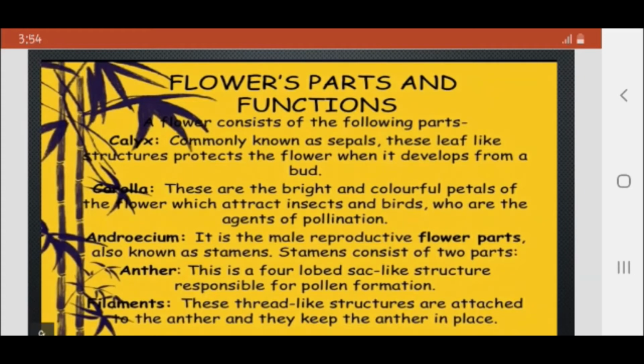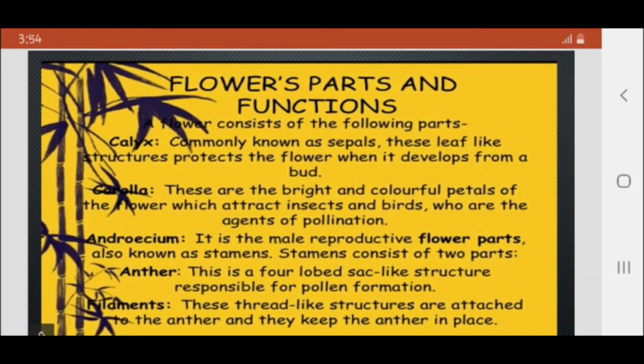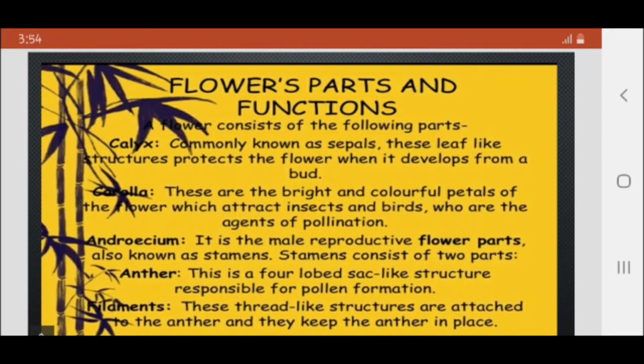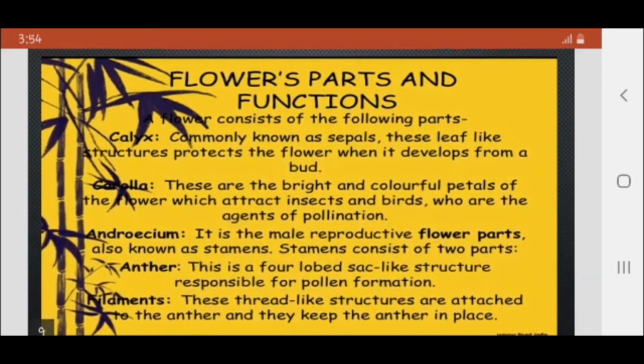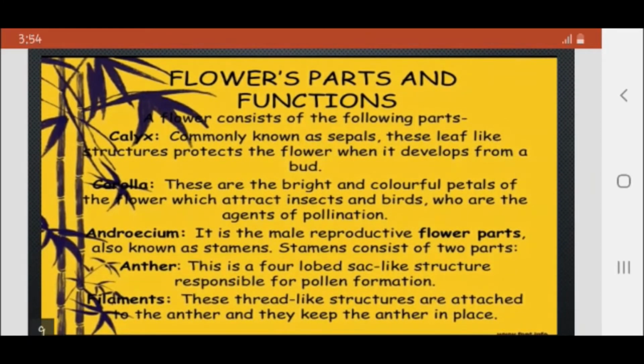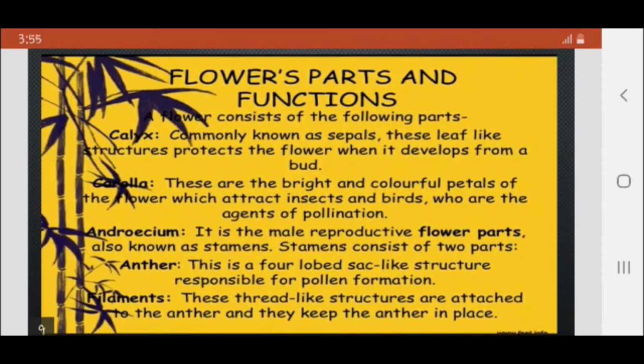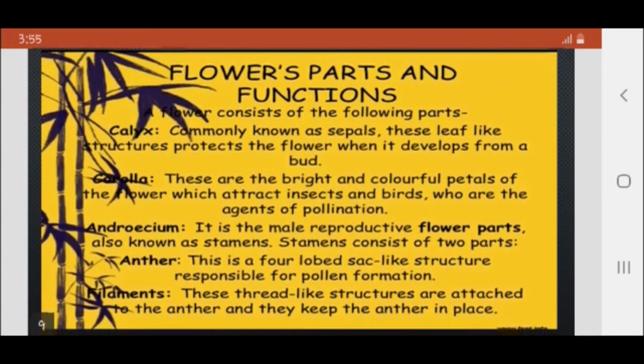It is the male reproductive flower part, also known as stamen. Stamen consists of two parts, anther and filament. Anther is the four-lobed sac-like structure responsible for pollen formation. These filaments are basically thread-like structures attached to the anther, and they keep the anther in place.